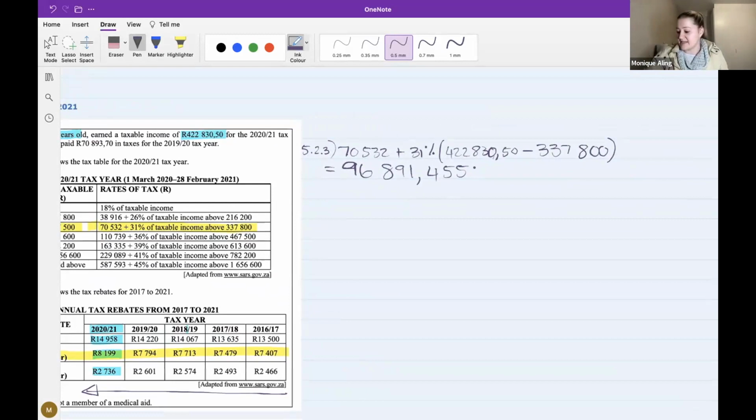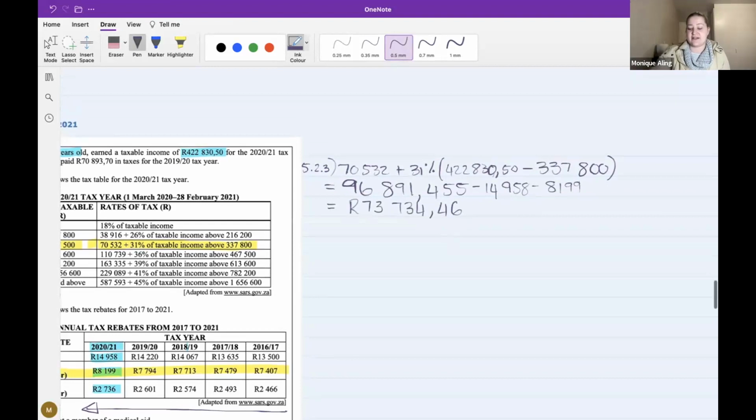Okay, so I've got my decimals. I'm going to minus the rebate. Saul qualifies for primary and secondary. So I'm minusing both, which gives you 73,734.46. Okay, so I think a lot of us did not include all the decimal places, but remember that's going to give you the most accurate answer. If we can keep all of them, please do so.